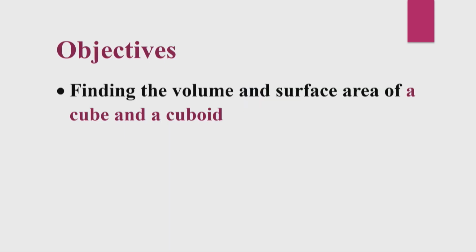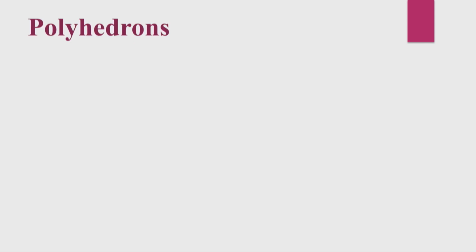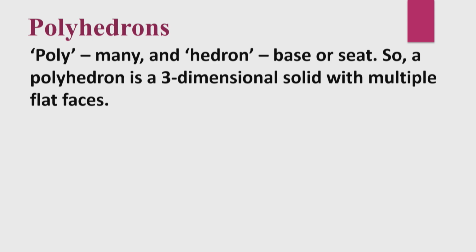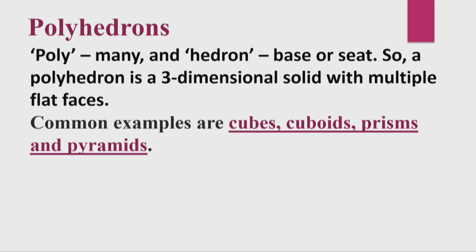Today, we are going to learn how to find the volume and surface area of a cube and a cuboid. First, let's learn about polyhedrons. Poly means many, and hedron, base or seat. So a polyhedron is a three-dimensional solid with multiple flat faces. Common examples are cubes, cuboids, prisms, and pyramids.